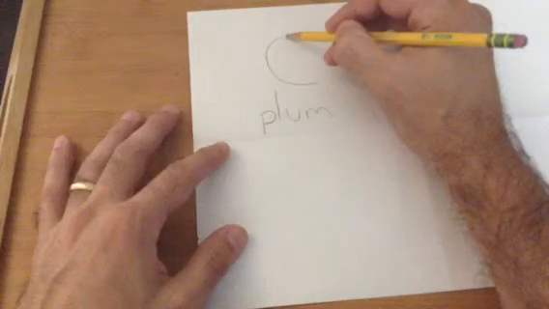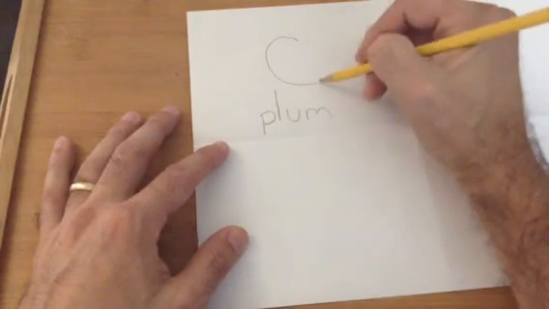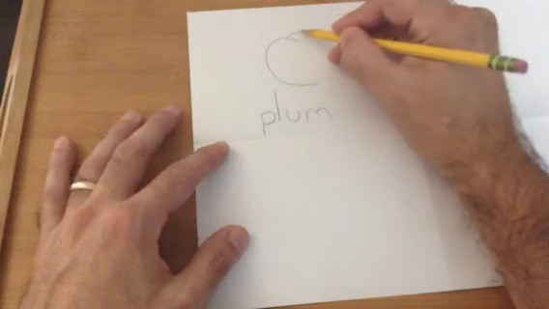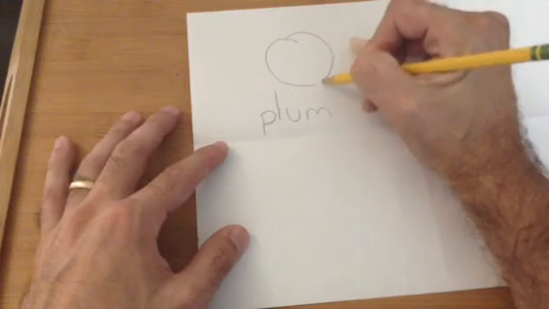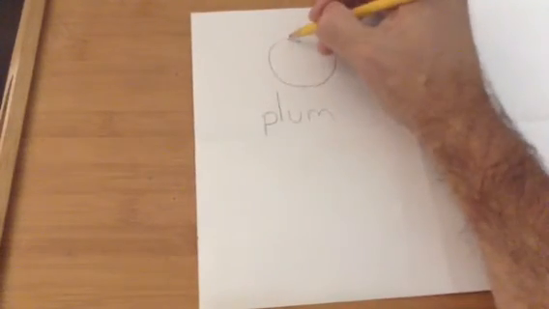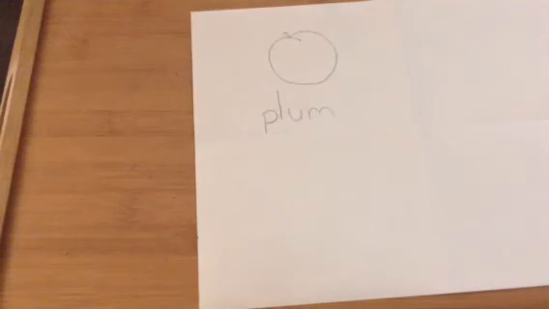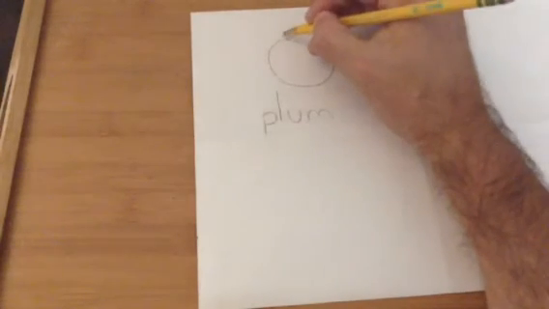And then we can start off up here, and we're going to draw a circle around and meet at that point. Let's meet it. There we go, we got it. Now up at the top, we'll draw just a little stem. And I want to show that this plum has just been picked, so let's put a leaf on here.